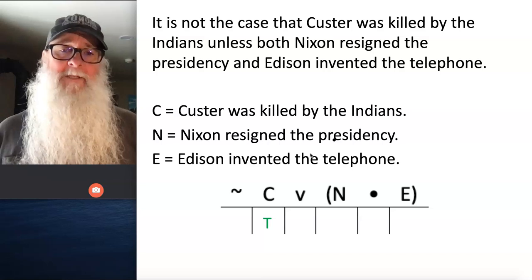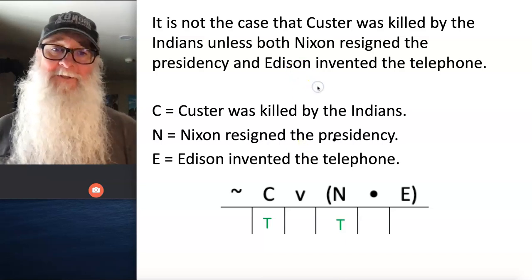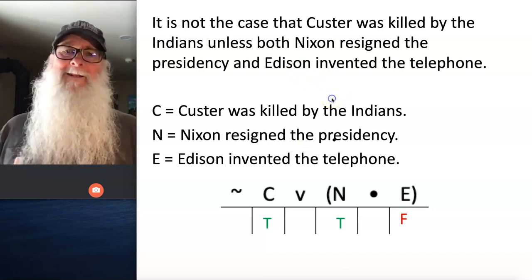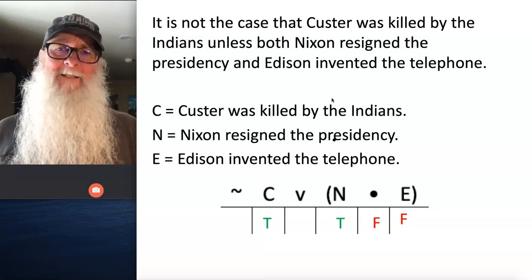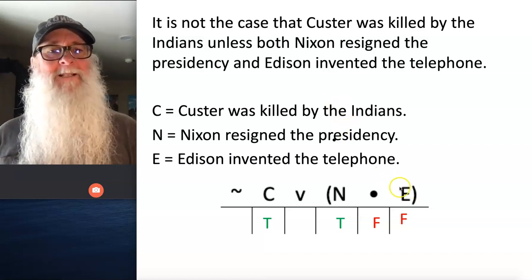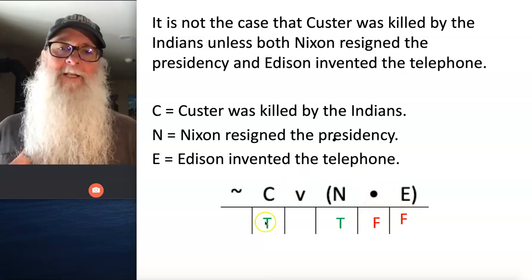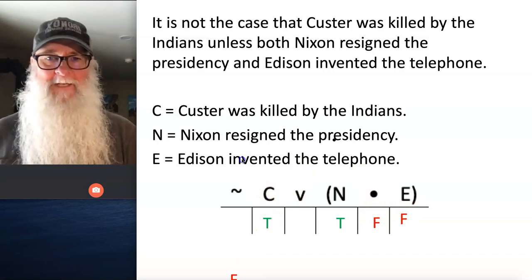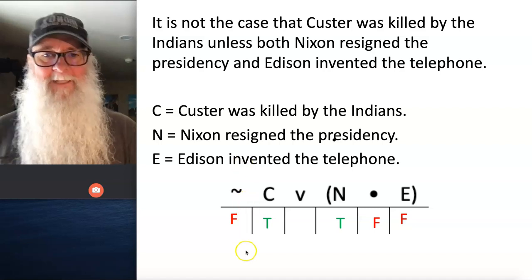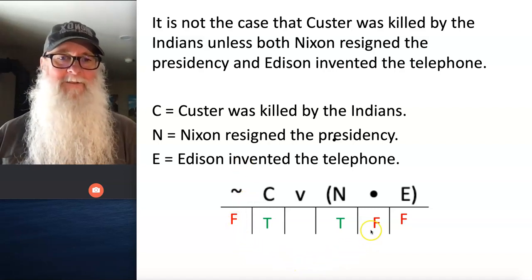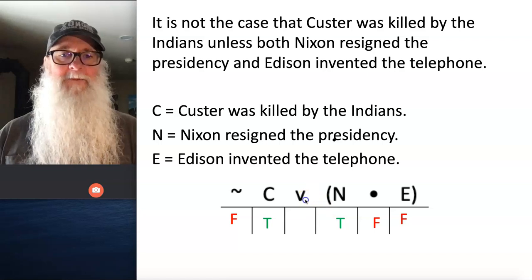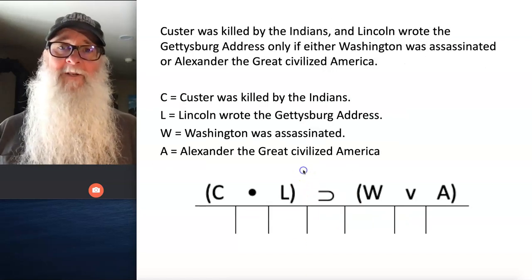It is true that Custer was killed by Native Americans, and it's also true that Nixon resigned the presidency. But it's false that Edison invented the telephone. That was Alexander Graham Bell. And because this side of the dot is false, that makes the whole dot false. Then we can come over here, and if C is true, tilde C has got to be false. And now look what we have. We have false values on both sides of this wedge, making the wedge false.